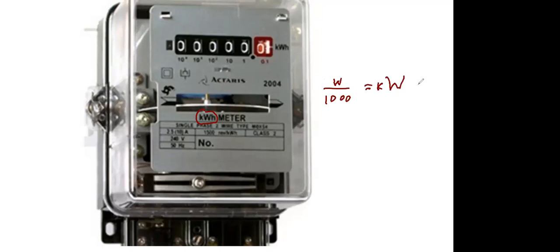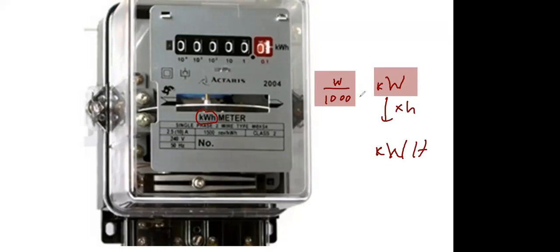If you multiply this by the number of hours, then you get kilowatt hours. So that's how it happens. Copy down in your short notebook: watt value divided by 1000 becomes kilowatt. Then kilowatt multiplied by the number of hours becomes kilowatt hours. That is the meaning of kilowatt hours, KWH.